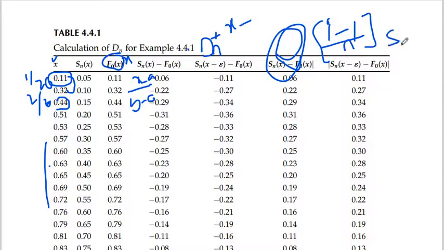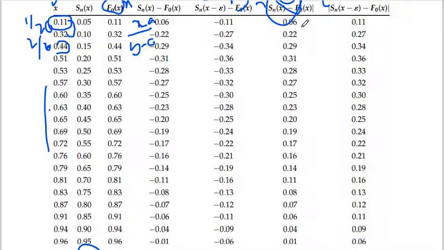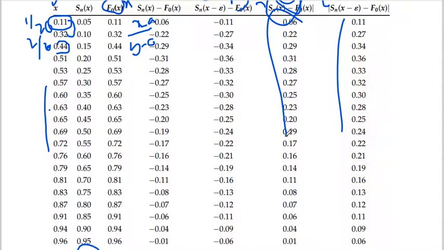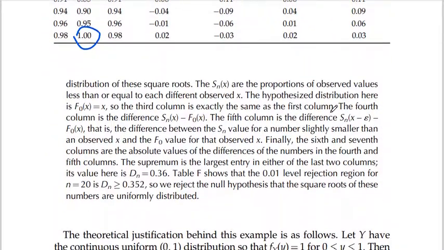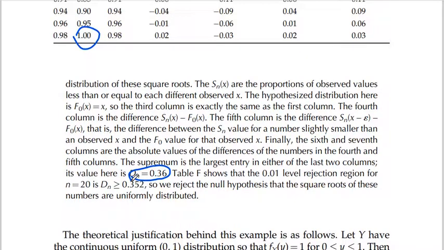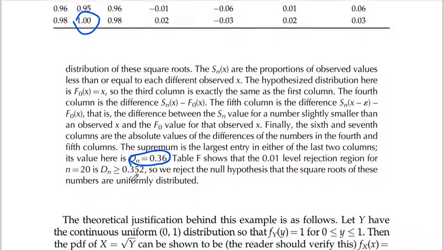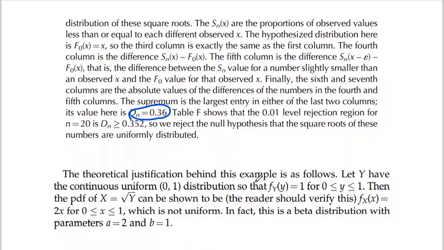Then you take the difference between Sn(x) and F0(x), and you get the Dn negative values, with the modulus symbol. Then find the maximum value from this data, and then take the maximum of both data sets. Here you can observe Dn is 0.36 as the maximum value. The second part says: see the theoretical justification behind the example as follows.